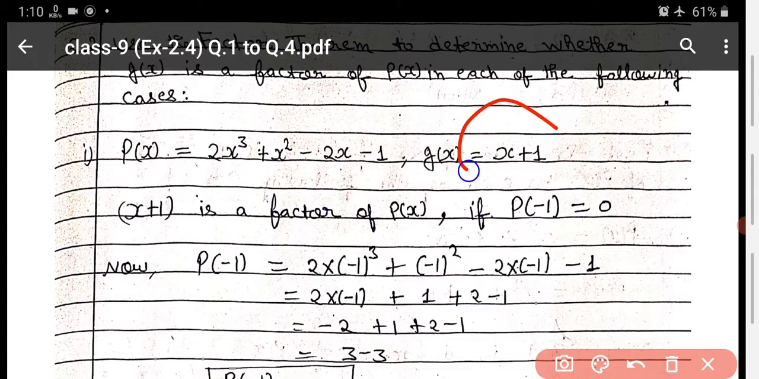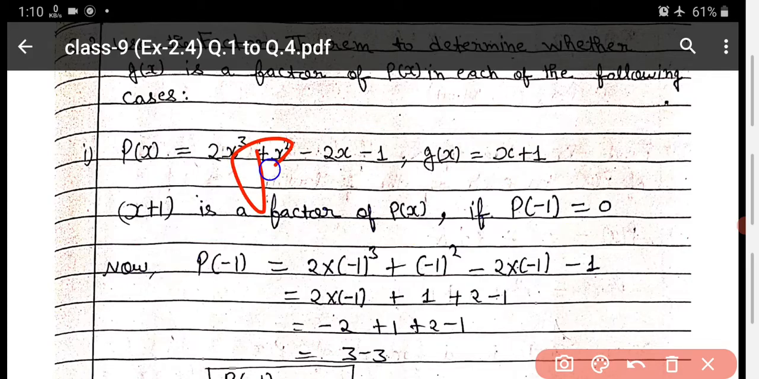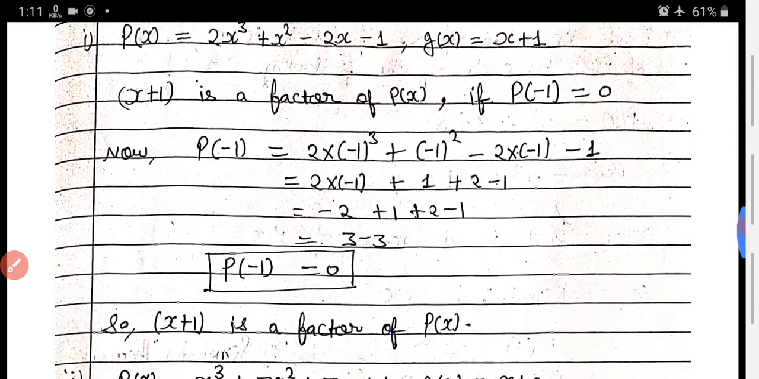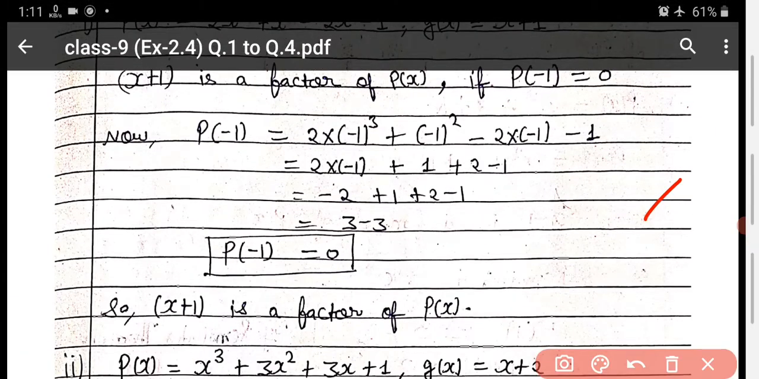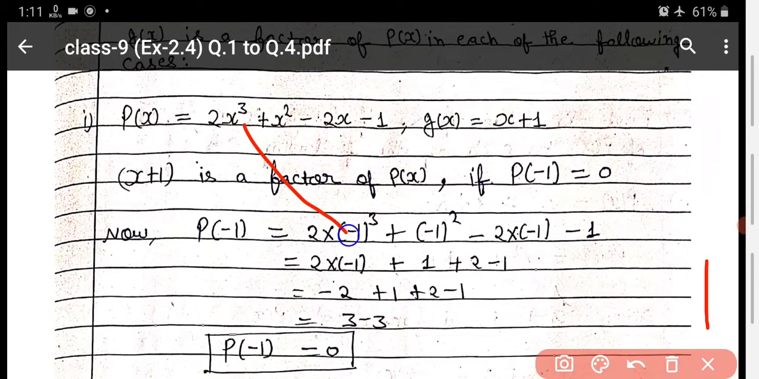Okay, now x plus 1 is here. So x plus 1 is a factor of p(x) when the remainder is 0, that is, p(-1) is 0. What is the remainder? The remainder is p(a), but we have to take the opposite sign. So a is 1, and we have to take the opposite sign, that is -1. So if p(-1) is equal to 0, then you say that it is a factor. Now just find p(-1). In place of x, put -1 here, -1, -1, and -1 as it is.